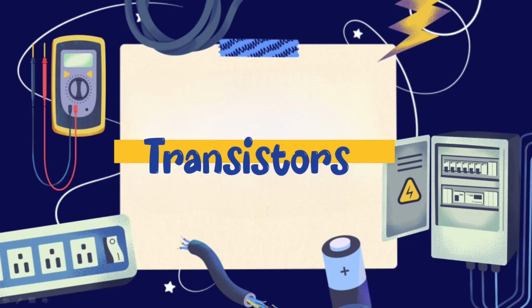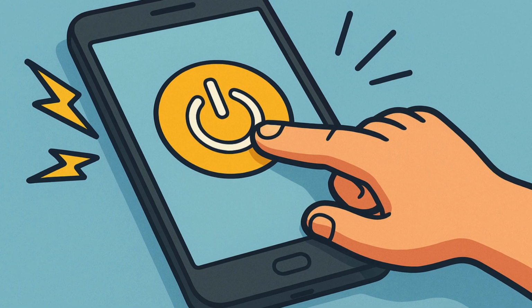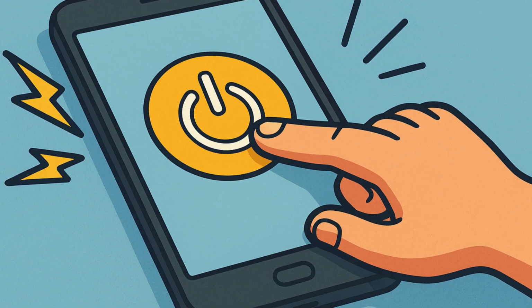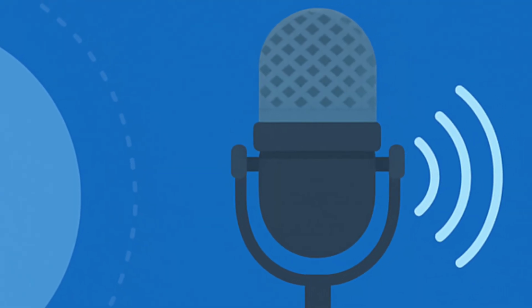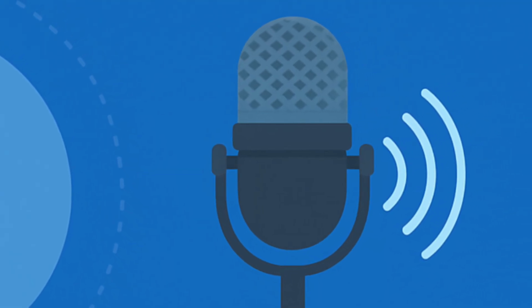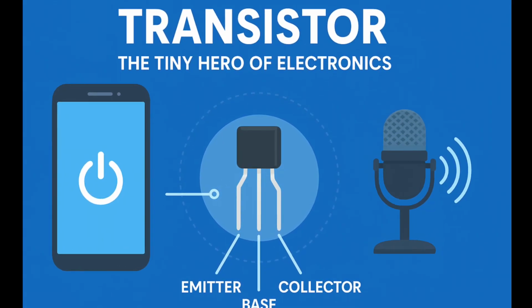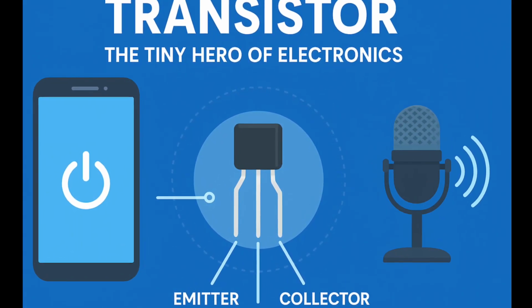Today we are going to learn about another important component in electronics. Have you ever pressed the power button on your phone and wondered what actually makes this thing turn on? Or thought about how a microphone makes your small voice fill an entire hall? The secret hero behind both of these is something so tiny yet so powerful, the transistor.